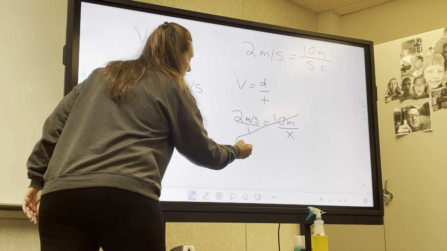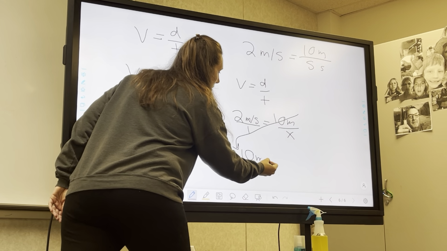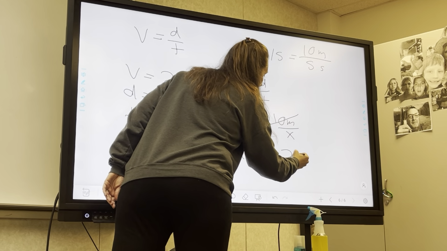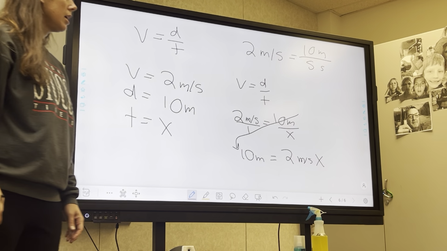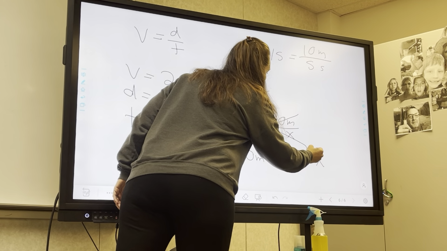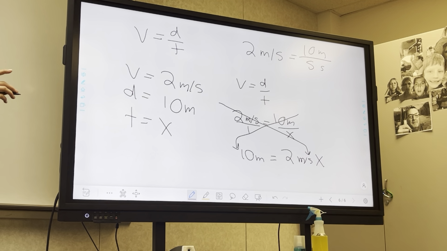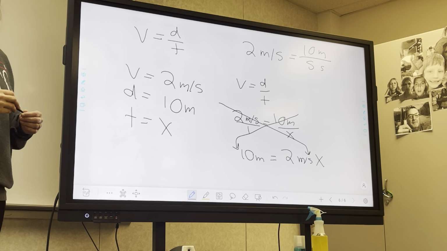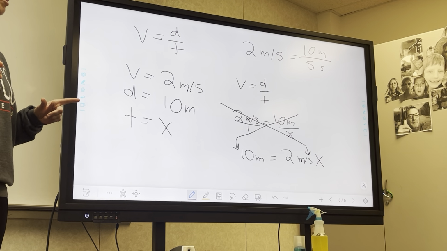These two come across and go here. What is 10 meters times 1? Equals, what is 2 meters per second times x? 2 meters per second x, okay? Okay, now, if we want to get x by itself, because x is going to be our time, what do we have to divide both sides by? Not just 2. 2 meters, 2x. 2 meters per second, the whole thing.